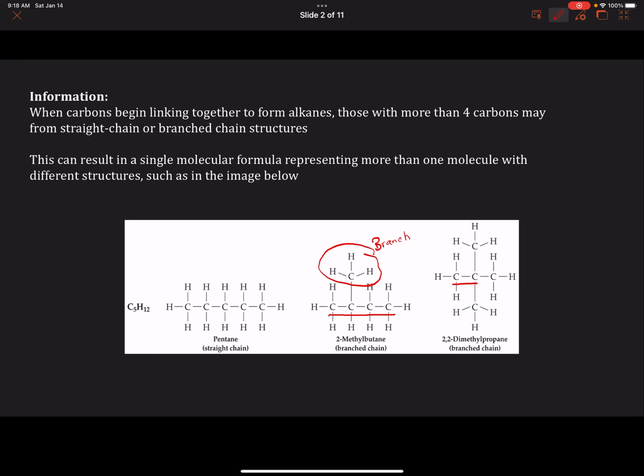We've got carbons here connected in a row, and then we have carbons 4 and 5 as branches. We still have 5 carbons, we still have 12 hydrogens. So in this particular case, we've got 3 different structures that have the same molecular formula, but we have 3 different structures. And notice that each of these structures has different names because they are indeed 3 different compounds.